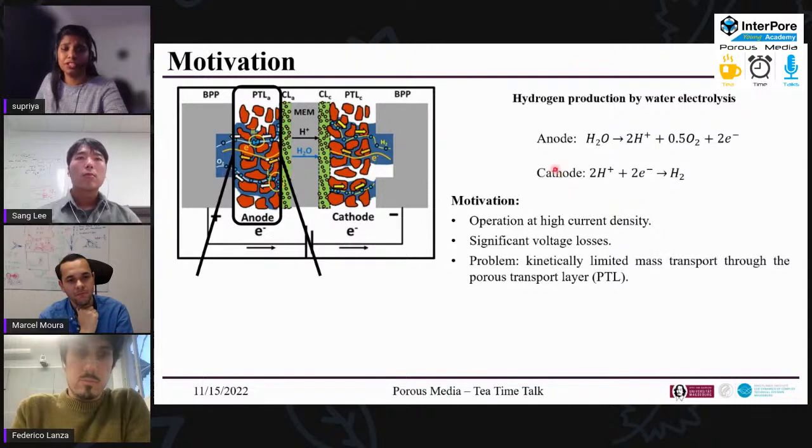So majorly at the anode, we have the water splitting reaction where we get the hydrogen ions and the oxygen molecules. And in the cathode, these hydrogen ions react with the electrons and give the hydrogen as gas.